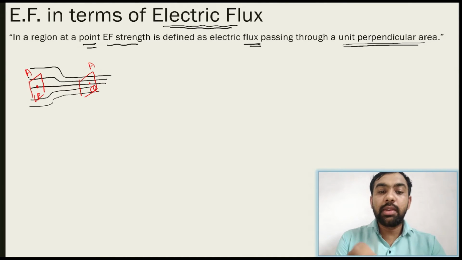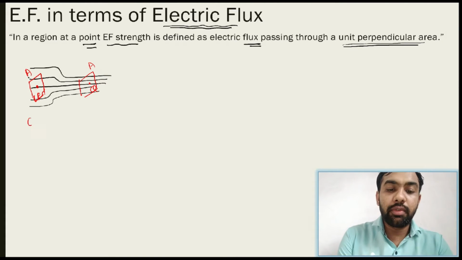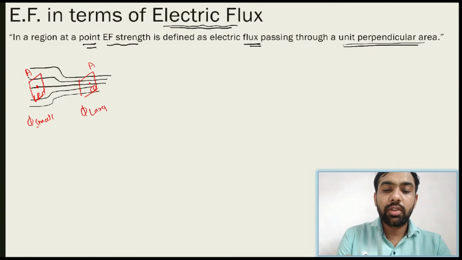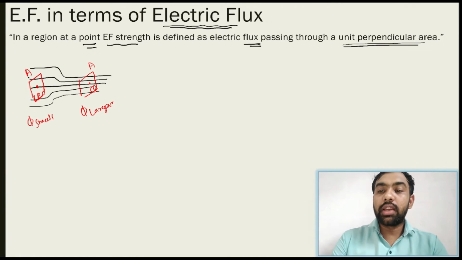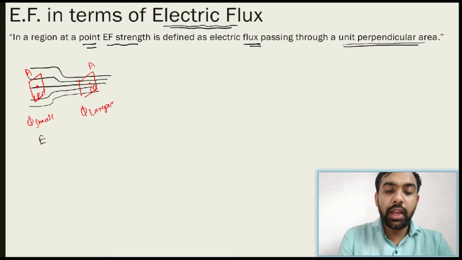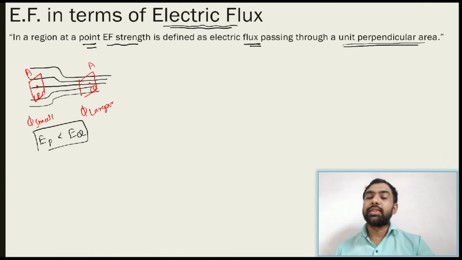Thus the number of electric field lines passing through at point P is small. It means here flux is smaller and here flux is larger. It means electric field at P is less than electric field at Q. You can also represent it like this.